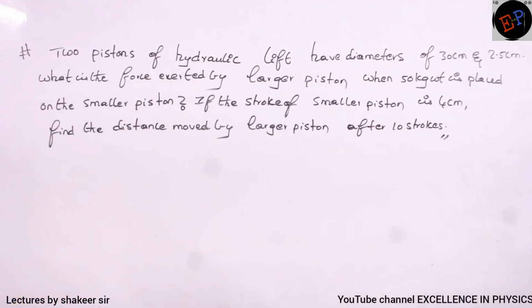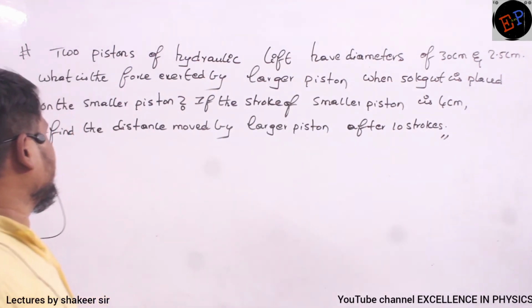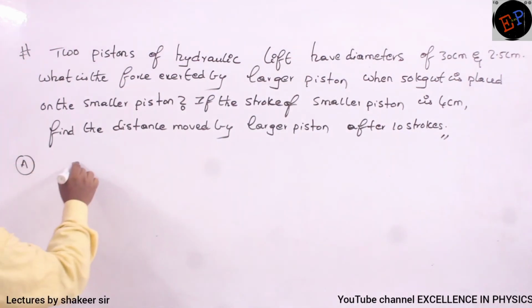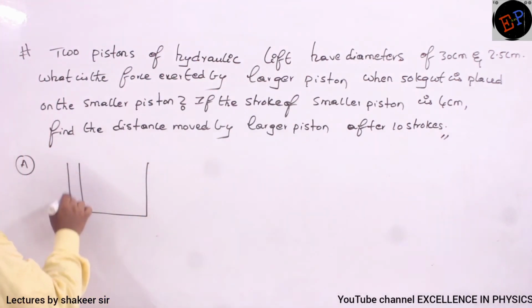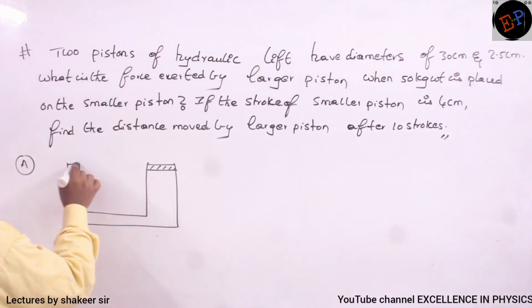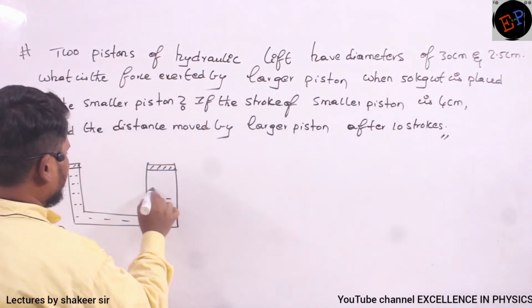So let us see this question now. Two pistons of a hydraulic lift have diameters of 50 cm and 2.5 cm. What is the force exerted by the larger piston when a 50 kg weight is placed on the smaller piston? If the stroke of the smaller piston is 4 cm, find the distance moved by the larger piston after 10 strokes. Okay, so let us see. First of all, let us draw a rough diagram of this picture now. This is a smaller piston and this one is a bigger piston. Liquid is filled inside this compartment.